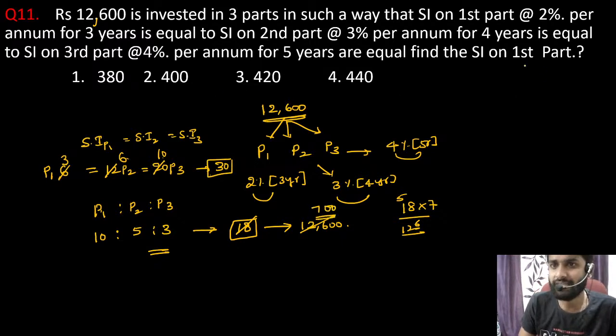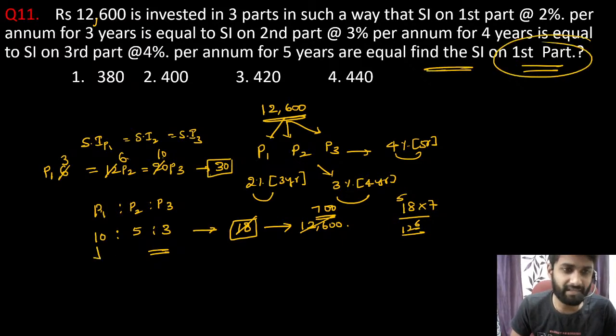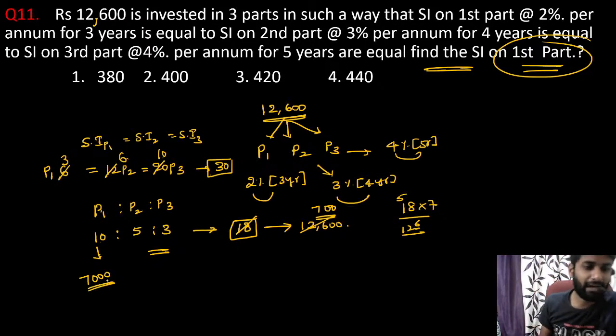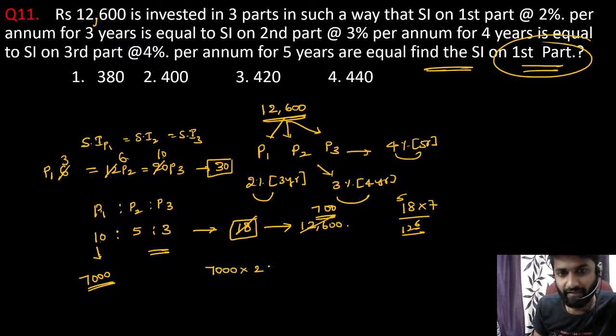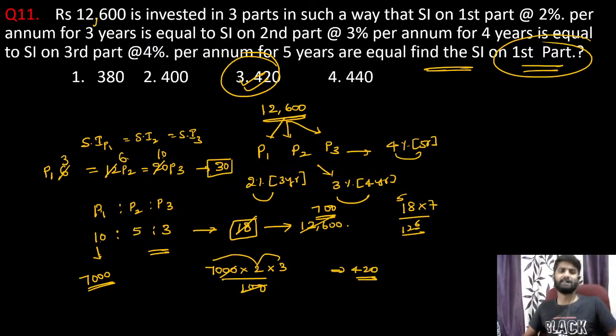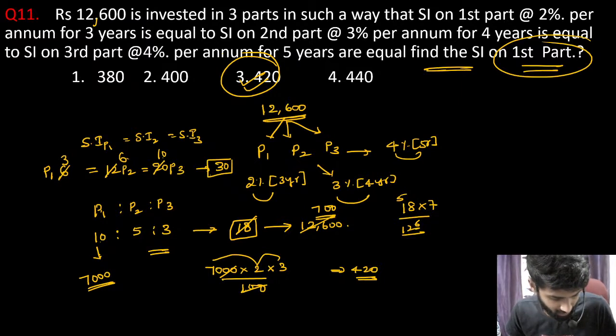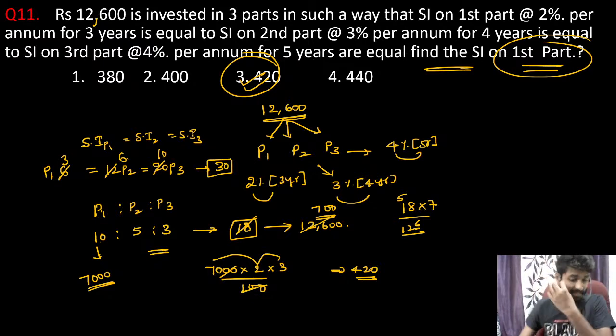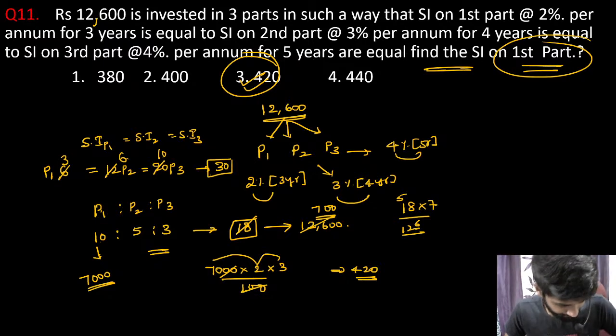Now, what is the question? Find the simple interest on the first part. First we need to find the principal. Principal is exactly 10 units. 10 units of 700 is equal to 7,000. So now you can get the principal. The principal of part 1 is 7,000. If you want simple interest, the value is 7,000 into rate of interest 2 into 3 by 100. You just cancel the numbers. 3 2s are 6, 6 7s are 42, 42 into 10, the value becomes 420. This is the calculation. If you know the principal, then you can calculate the interest. So the total value becomes 420.